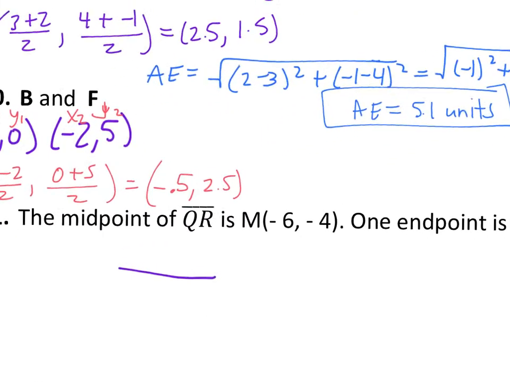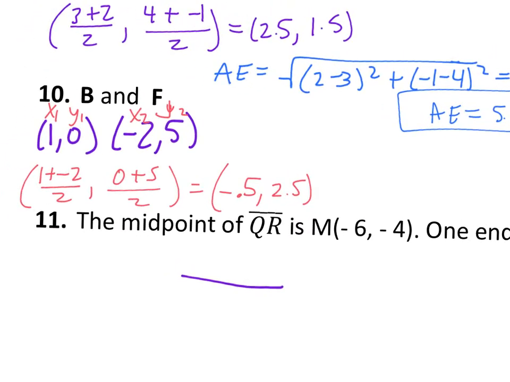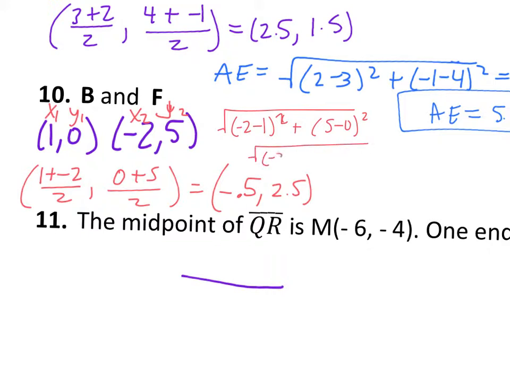All right, let's go ahead and find the distance. So you need to be able to see those. Okay, so we're going to do square root. And we're going to do x2 minus x1 squared and y2 minus y1 squared. So -2 minus 1 is -3, and 5 minus 0 is 5. -3 squared is 9, 5 squared is 25, and 9 plus 25 is 34.